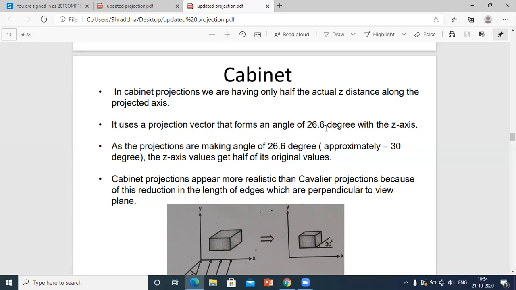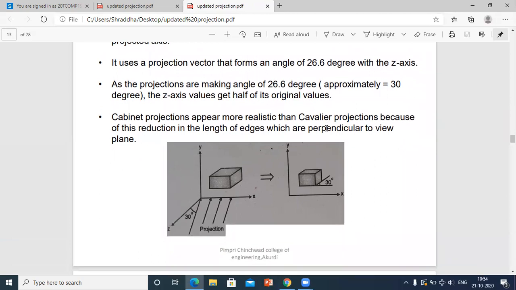Okay, because of this reduction in the length of edges which are perpendicular to the view plane. Now see, in this diagram you can see this is the z-axis, this is the x-axis, and this is the y-axis. The lines are being projected in a parallel manner with respect to the lines hitting the z-axis, but they are protruding from the z-axis, making an angle of 30 degrees. So when you apply this cabinet projection, what will be the output?